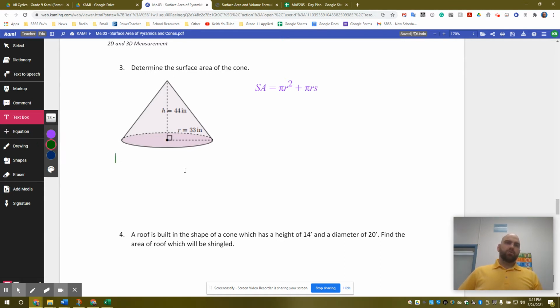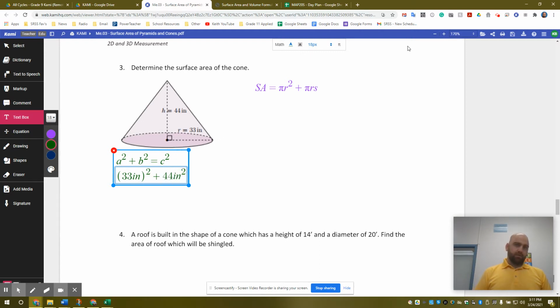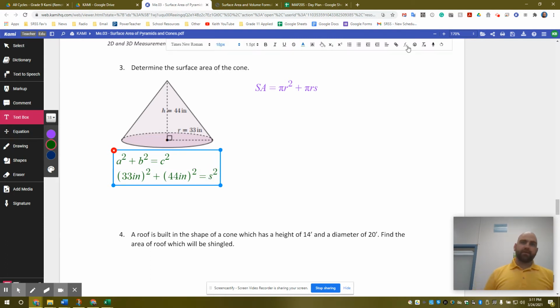And so we are going to use Pythagorean theorem to find the slant height of our cone. I'm going to use the radius as A, so I'm going to do 33 inches squared plus 44 inches squared. Just got to put that in brackets because it's not an area. There we go. Is equal to C. Well, here we're actually going to do S squared because we're looking for the slant height.